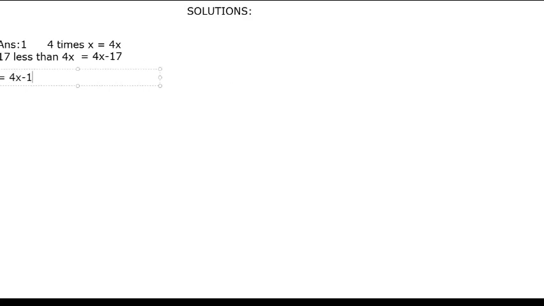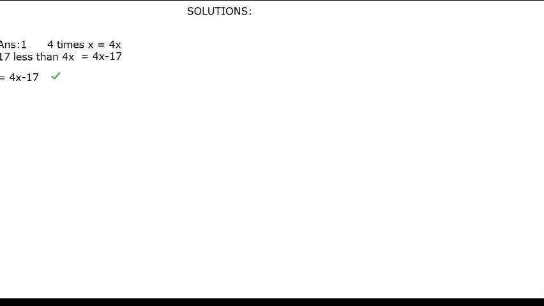Your answer will be 4x minus 17. You don't need to solve this, because some questions just come as an expression. That's your answer 1. If you got the correct answer, give it a tick. And if you don't, then correct it, or if you want, just give it a wrong. So I think this is a correct solution. Let's move on to the next question.